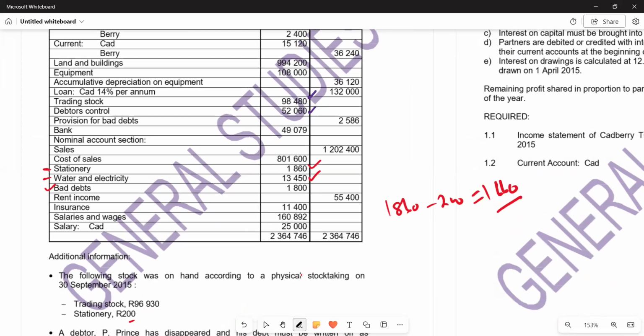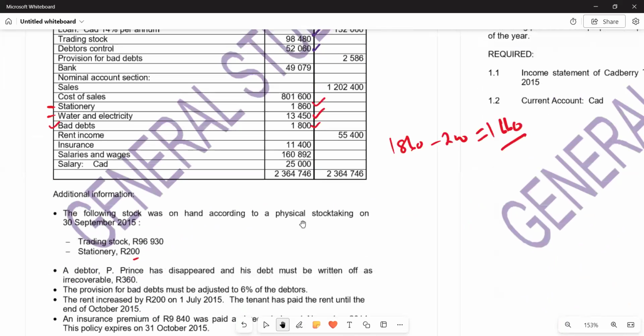Bad debts are the ones that include that one that we saw in the additional information. Here we've got 1,800. In the additional information, we've got something that was written off, if you still remember. A debtor has disappeared and this debt must be written off as irrecoverable, 360. So it means we have got another bad debt in the additional information. The one that we are given here is 1,800, and we add 360.